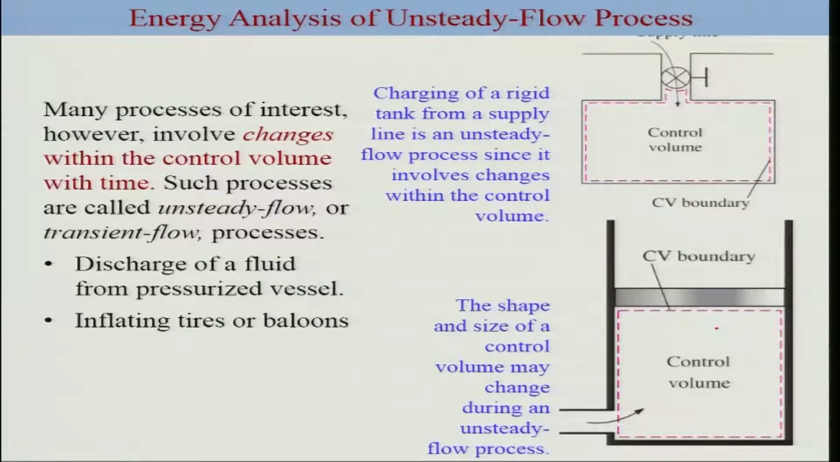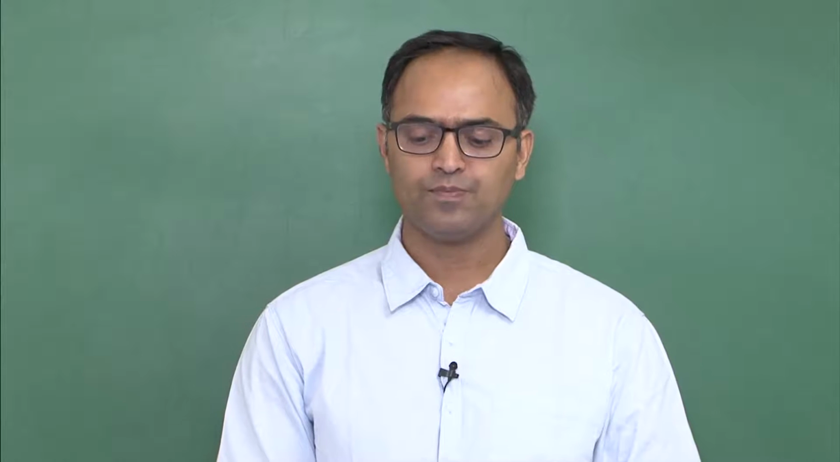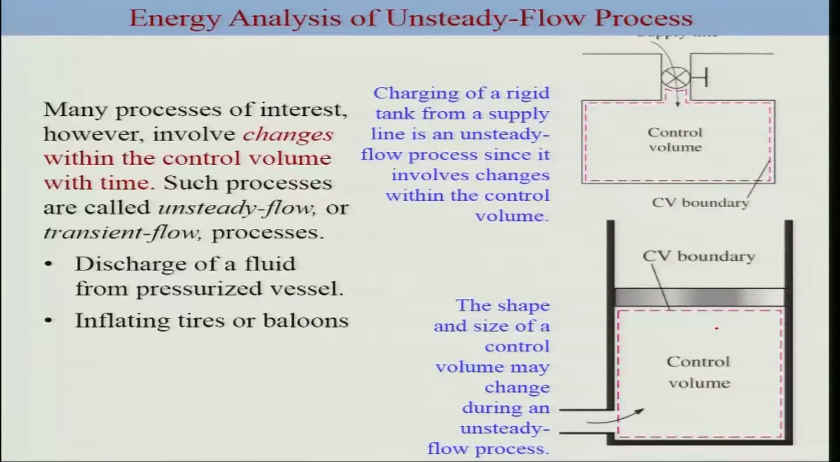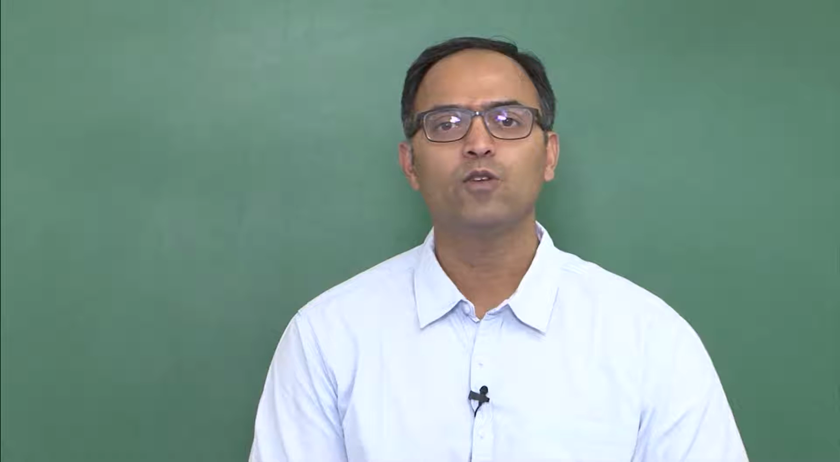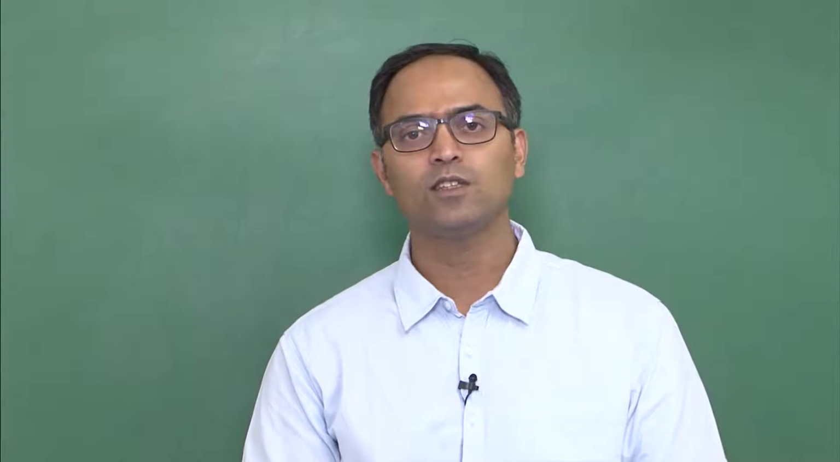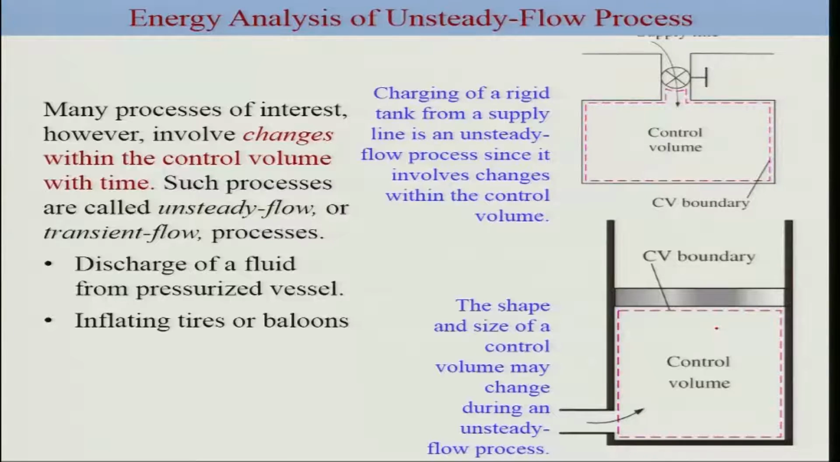Now we'll look at the systems which are considered as unsteady flow processes, because there are many processes of interest which involve changes in the control volume properties. For example, you have a charging of a rigid tank from a supply line in an unsteady flow condition, which essentially means that the control volume properties undergo changes with time, and such changes would be part of your unsteady flow process. Such a process is also sometimes called a transient flow process.